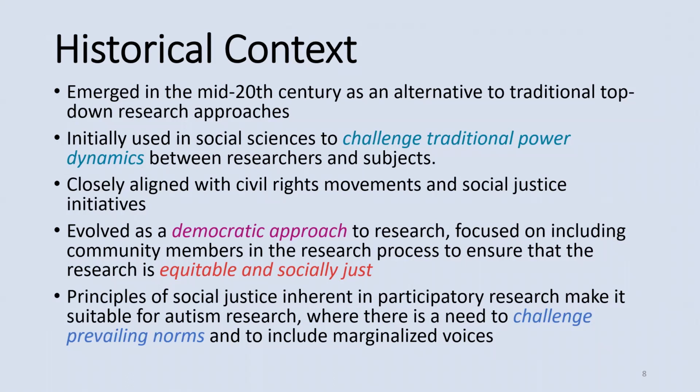The community's insights are not just consulted, but are integral to the research process. The principles of social justice that underlie participatory research make it especially relevant in the context of autism. The goal is not just to understand, but also to validate the experiences of people on the autism spectrum. This provides a platform for autistic people and their families to actively contribute to research that directly impacts our lives.